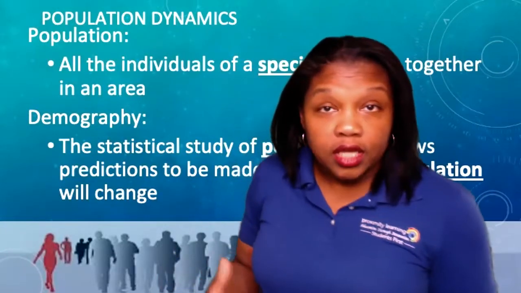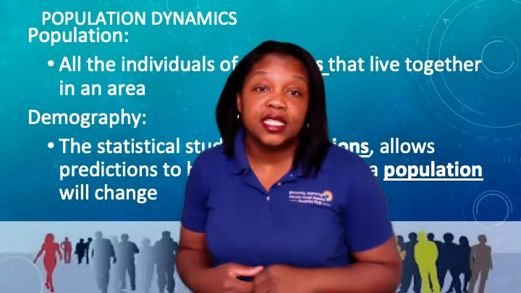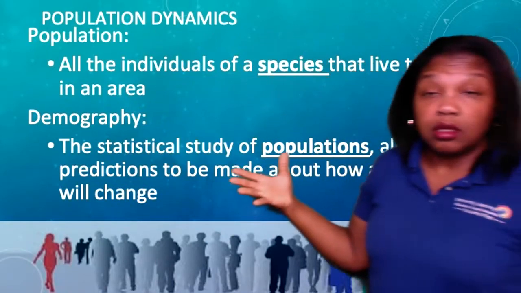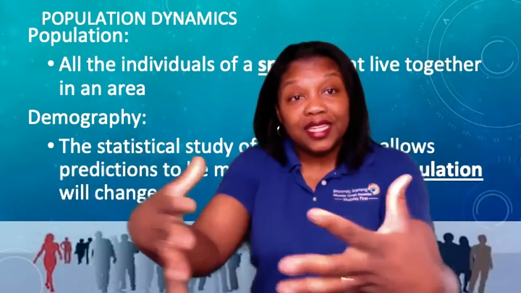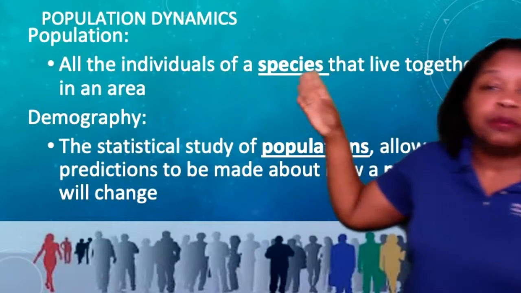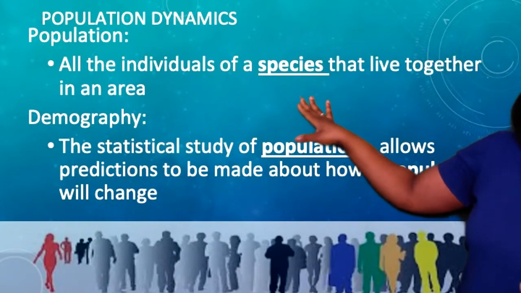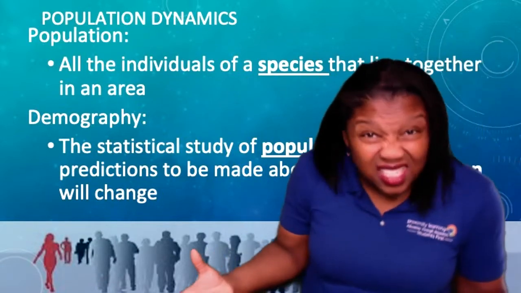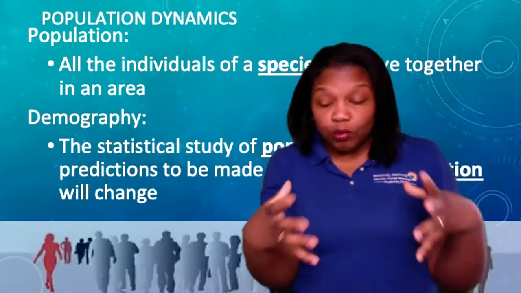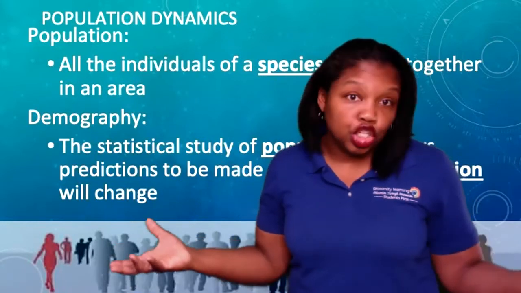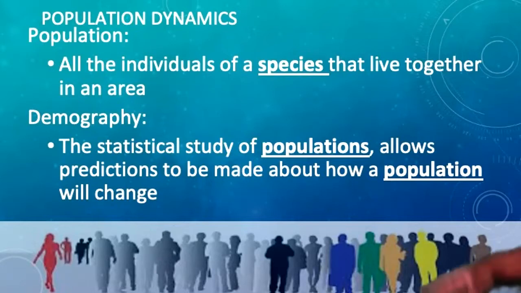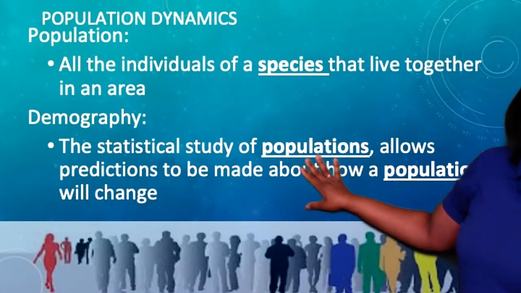So think about the redwood forest where you guys live. That is a population of redwood species, a plant. It's a collection of redwood plants all living together, hence the redwood forest. So it can be any type of species, animal or plant. It can be bugs, insects, any living type of species that's grouped together in a specific area is considered a population. The demography, that is when you are actually studying the populations.